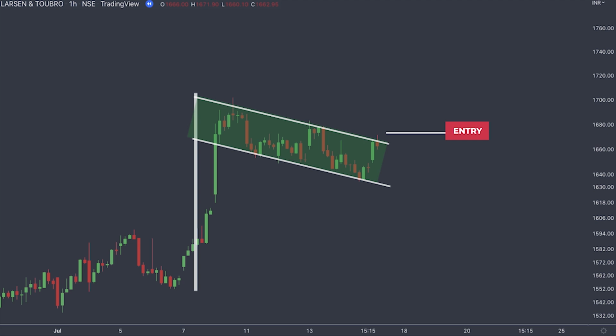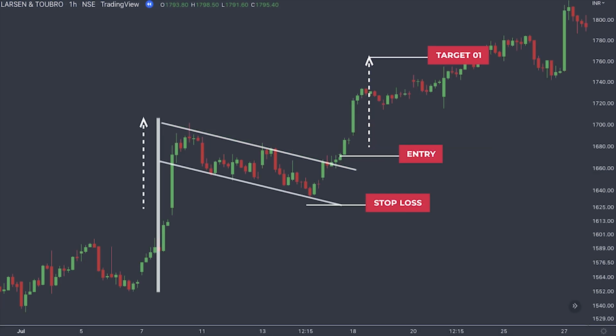So your entry would be at the breakout of this pattern. The stop loss is going to be below the trend line here, and then the target is 50% of this pole, which will be your target 1, and the remaining 50% will be your target 2.